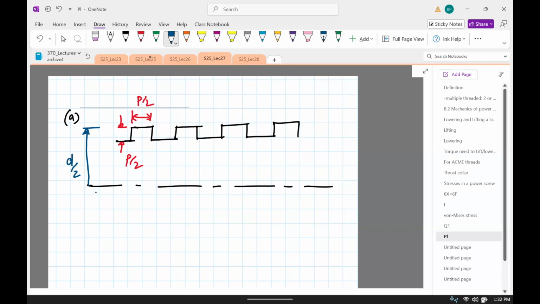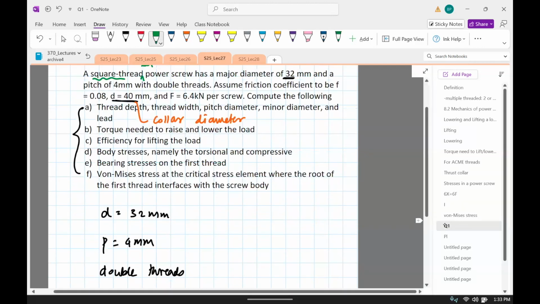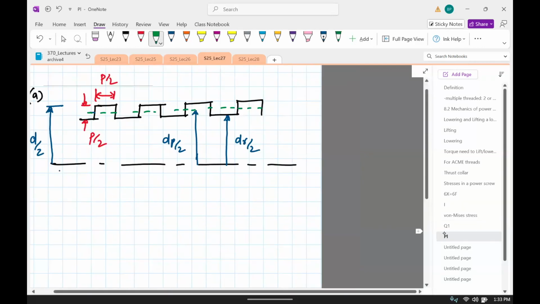Because it's radius. Then we have the minor diameter, dr divided by 2. And then if you draw the line midway, like this, that's going to be the pitch diameter, dp divided by 2. So what are some of the things we need? Thread depth, thread width.